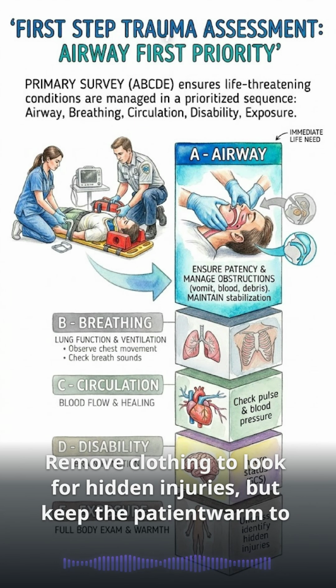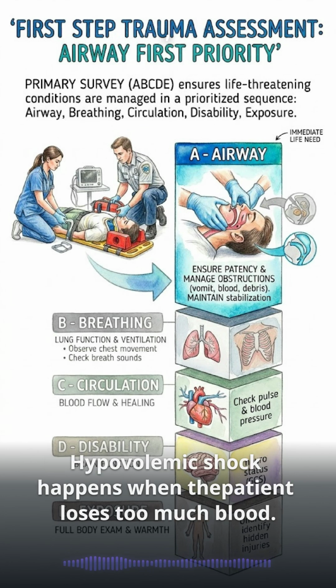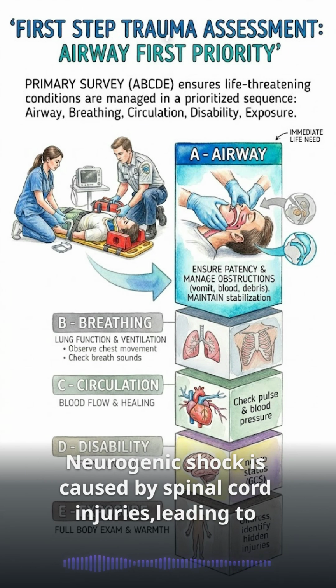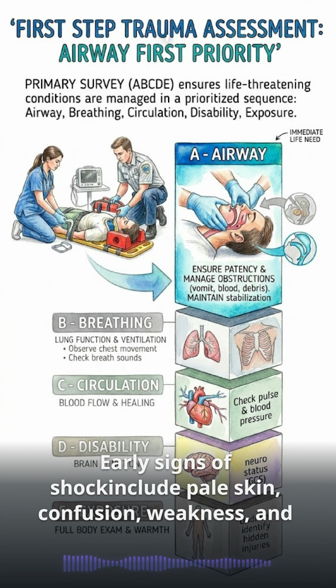Shock is a very important topic in trauma care. Hypovolemic shock happens when the patient loses too much blood. Cardiogenic shock occurs when the heart cannot pump effectively, often after chest trauma. Neurogenic shock is caused by spinal cord injuries, leading to dangerously low blood pressure and a slow heart rate. Early signs of shock include pale skin, confusion, weakness, and a rapid pulse.